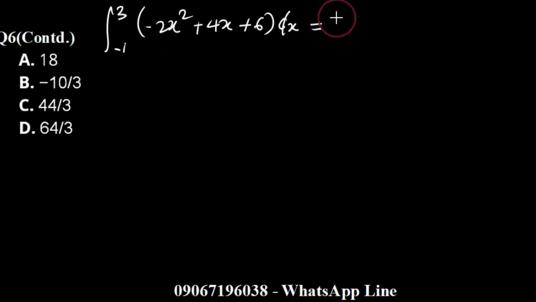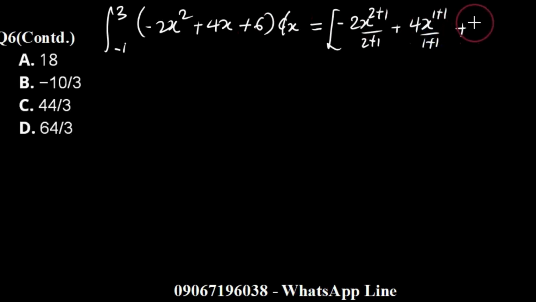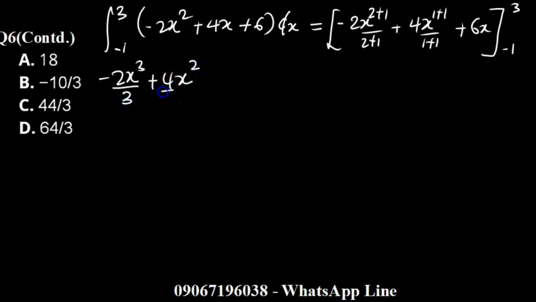If we integrate this, remember, minus 2x raised to 2 plus 1 divided by 2 plus 1. Then integrating 4 gives us plus 4x raised to 1 plus 1 divided by 1 plus 1. And then if we integrate 6, it's going to give us 6x. All of this is for upper boundary 3 and lower boundary minus 1. So that's going to give us minus 2x raised to the power 3 divided by 3 plus 4x raised to the power 2 divided by 2 plus 6x, all between the boundary of 3 and minus 1.